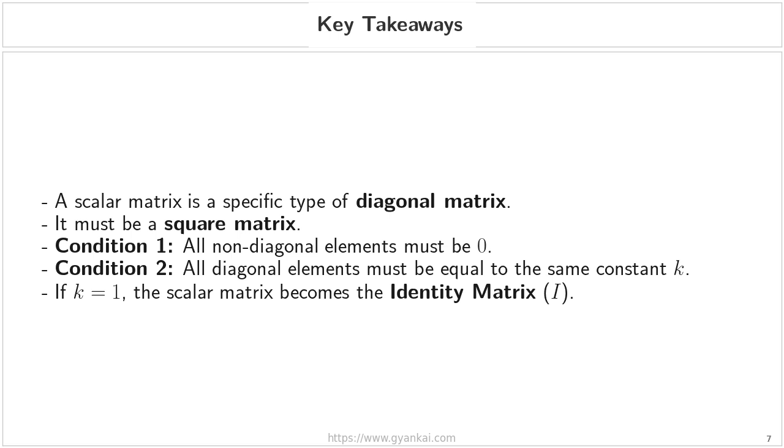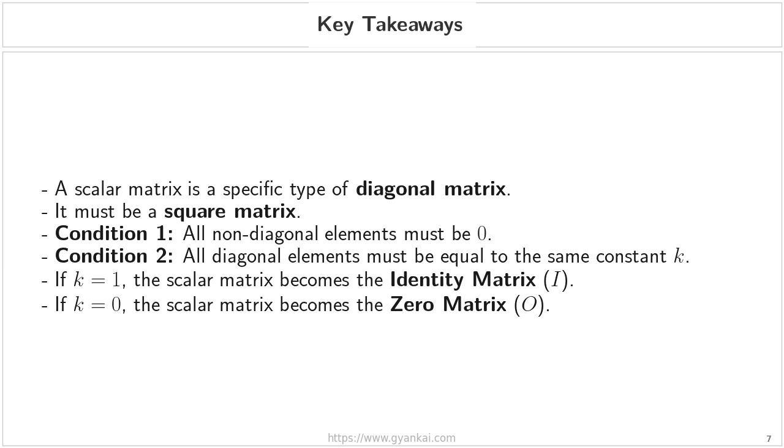If the constant k equals 1, the scalar matrix becomes the identity matrix, denoted by the capital letter I. And if the constant k equals 0, the scalar matrix becomes the zero matrix, denoted by the capital letter O. To wrap up our lesson, let's review the key takeaways to ensure you have a solid grasp of scalar matrices.